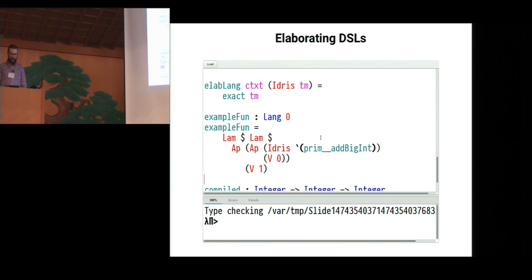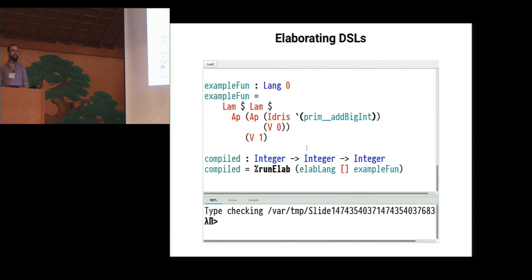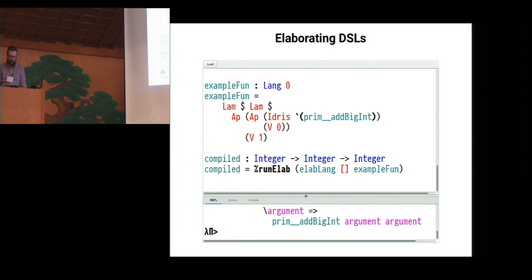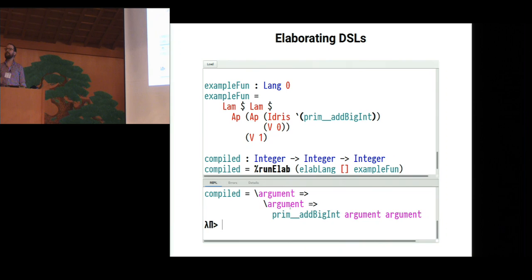So an example function written in the delightful syntax of this embedded language is a two-argument function which uses Idris's primitive addition of arbitrary size integers applied to both of the arguments. And I can elaborate that into a context expecting something of type integer arrow integer arrow integer by invoking elablang with runelab. And then if I say compiled of one with a bunch of zeros and four, then I get one, many zeros, and a four, as we expect. And if I print the definition of compiled, we see that we get back a lambda term. The argument names here are actually different behind the scenes.